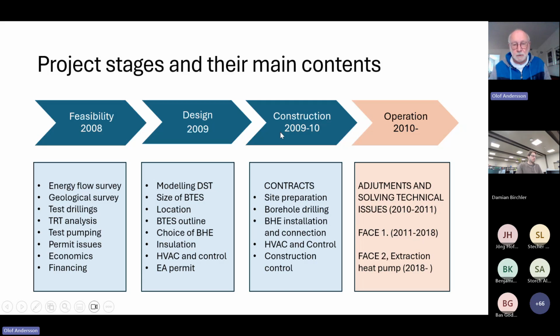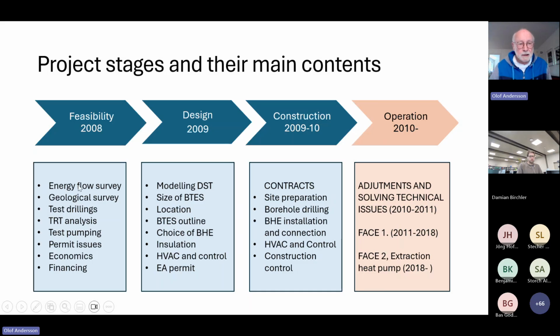However, the tendering was quite simple at that time. It was just using the result of a design and asking for bids. There were several contracts, one for site preparation, one for borehole drilling, and one for borehole heat exchanger installation and connection, and HVAC and control, and construction control. And that was the position I had during construction.